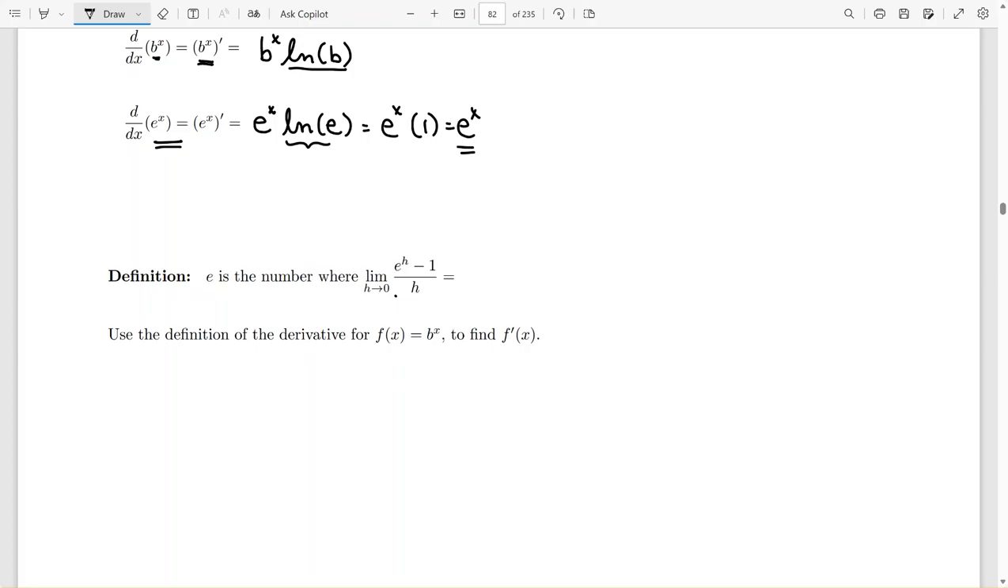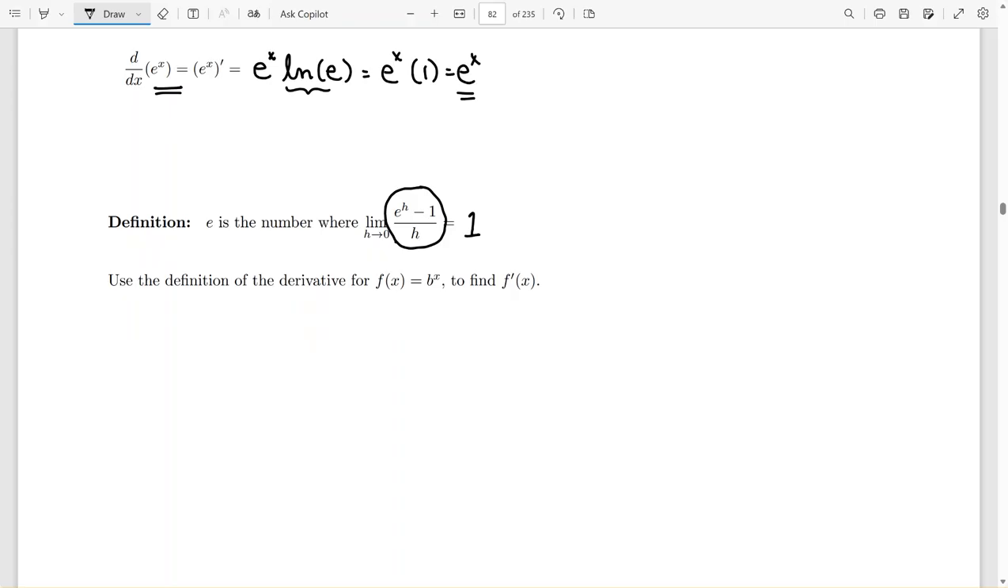So this comes from numerical analysis. Plug in numbers very close to 0 on the left and the right and see that the answer comes up 1, or type this function into your calculator, y1 equals that, and you'll see that as h approaches 0, your values approach 1. So using this definition and the definition of derivative, we're going to find out what is the derivative of b to the x.